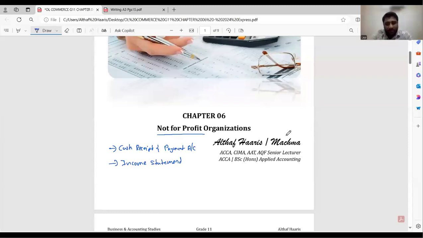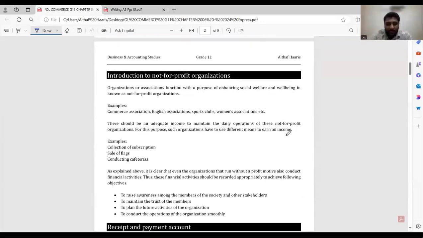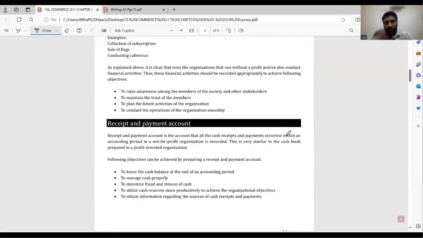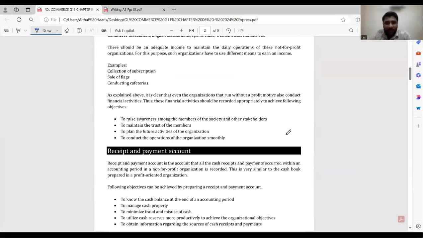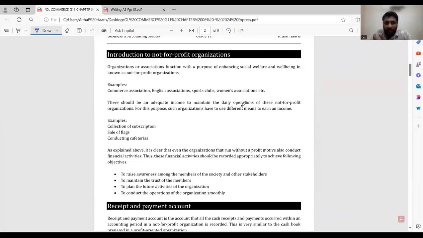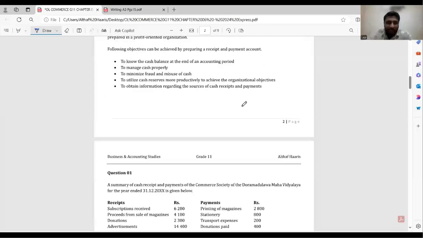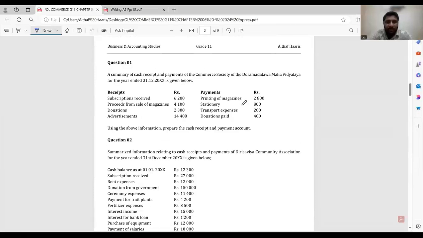So without any further discussion, we'll directly jump to the questions, people. Turn to question number 1, everyone. Whatever I explain right now, it is over here, so you can just go through it and get that understanding. Let's jump to question number 1. Here, what are they asking us to do? They are asking us to prepare the cash receipt and payment account.